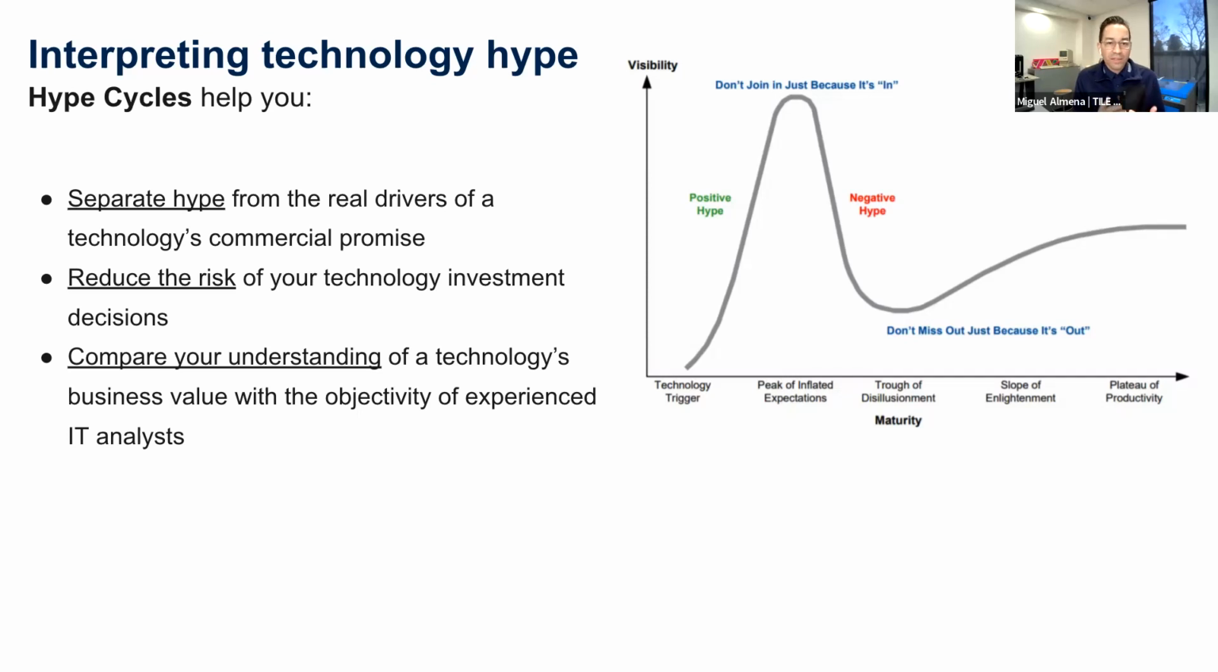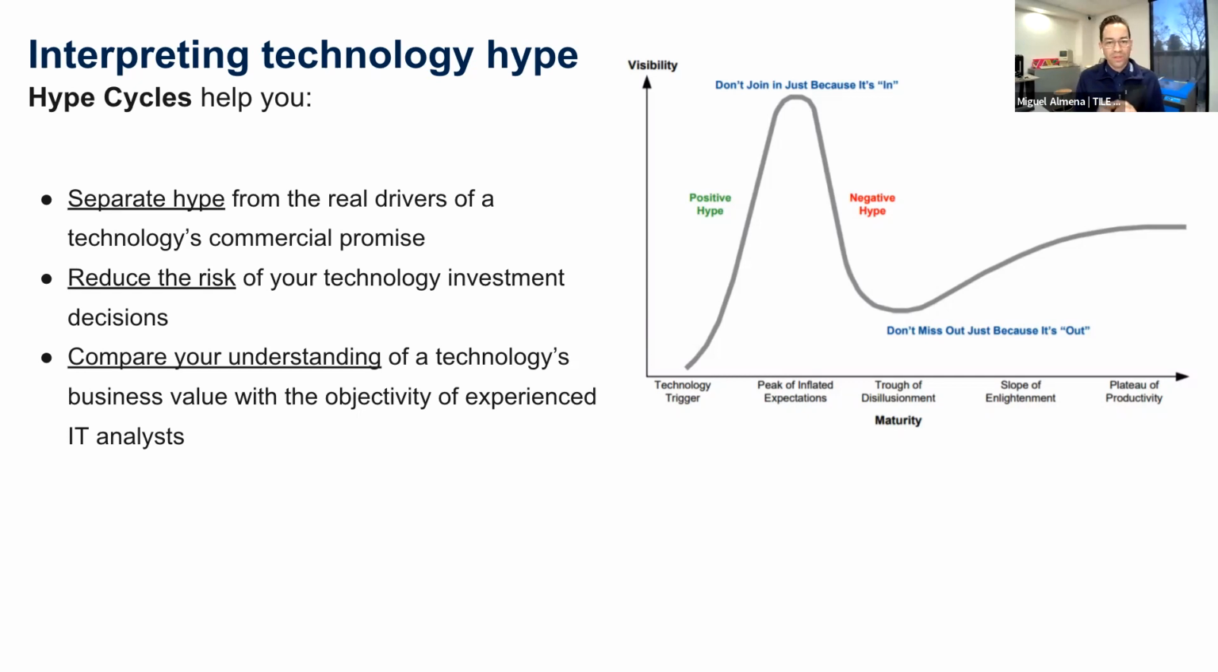Basically, the way I like to interpret technology is with the Gartner hype cycle model, because they actually look at positive hype, like what is happening, where's the peak of that, when does it turn into negative hype, and then when does it actually level out into something.